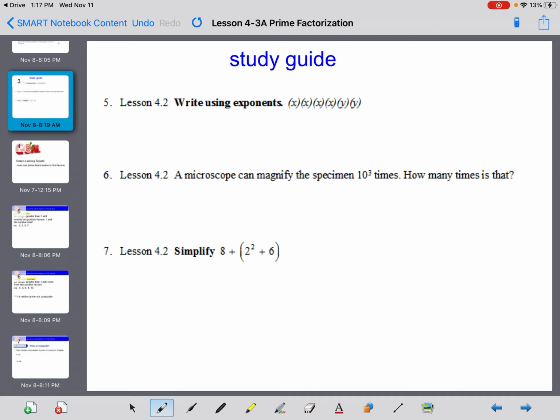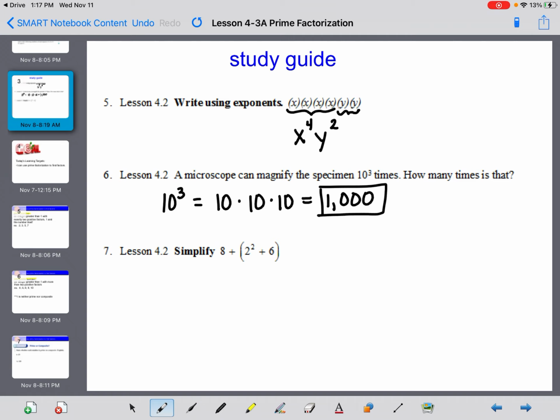The first question asks us to write using exponents. I see that there is an x repeatedly being multiplied. There are 4 x's, so x is my base and 4 is my exponent. Then y is being multiplied by itself 2 times: x to the 4th, y to the 2nd. The next one: a microscope can magnify a specimen 10 to the 3rd times. How many times is that? 10 to the 3rd is the same as 10 times 10 times 10, which is 1,000 in standard form.